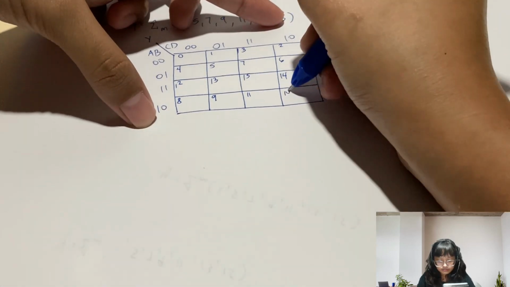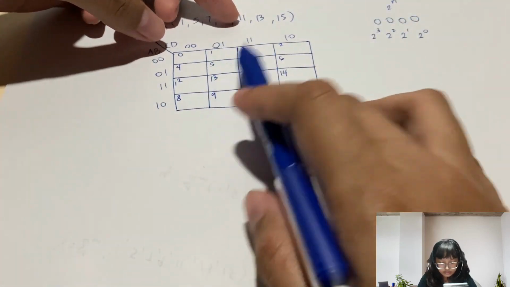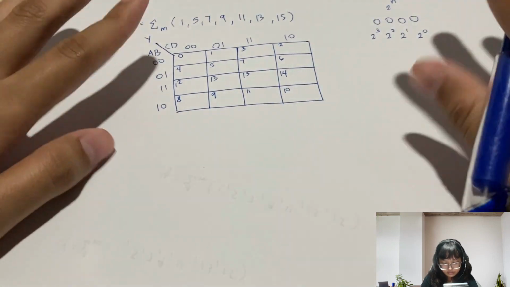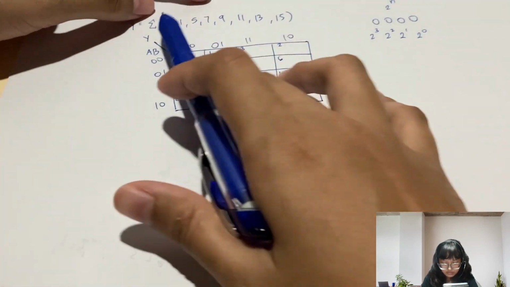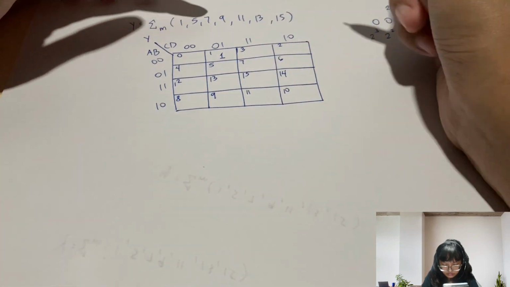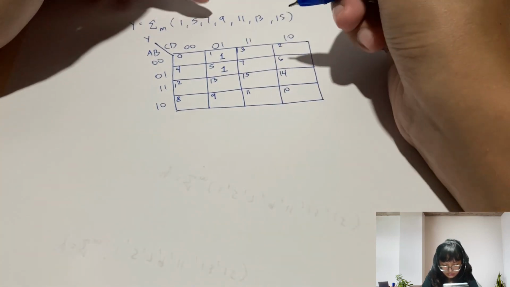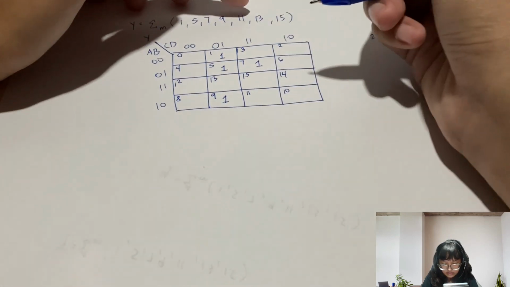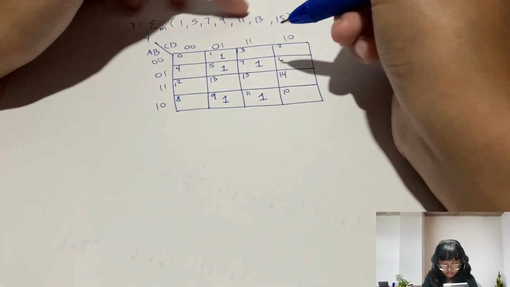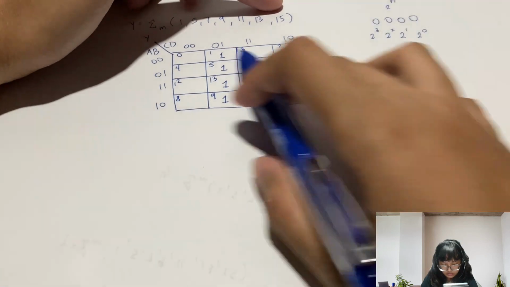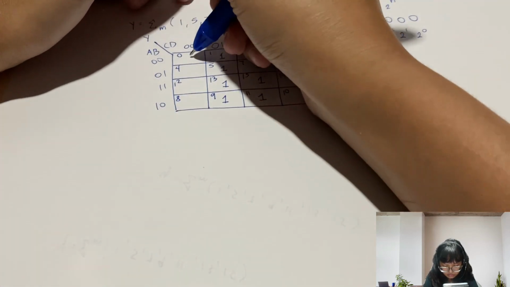Ngayon naman, titignan natin yung base sa given. Dito na tayo magmamapping. Lahat ng values sa given, lalagay natin ng 1 dito sa table. So, sa min term na 1, lalagay natin ng 1. Sa 5. Sa 7. Sa 9. Sa 11. Sa 13. At sa 15. Yung the rest, lalagyan lang natin ng 0 para di tayo malito.